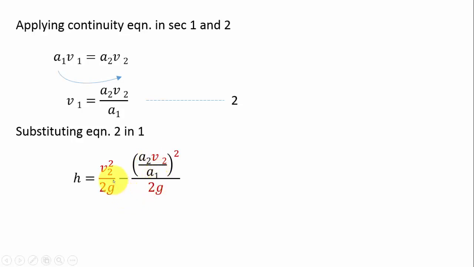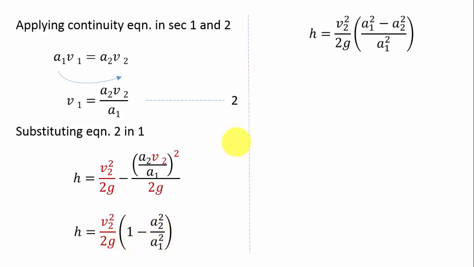So now we can see V2 square by 2g is there in both the terms. Here V2 square by 2g is there. Here also V2 square by 2g is there. So we can take that out in common. So now V2 square by 2g is in common and outside, we see 1 minus A2 square by A1 square is there. So now we are taking the LCM of this. So LCM is A1 square. So here A1 square minus A2 square comes here.